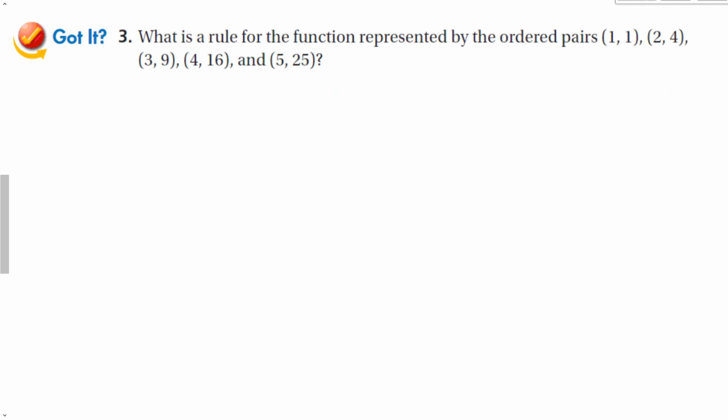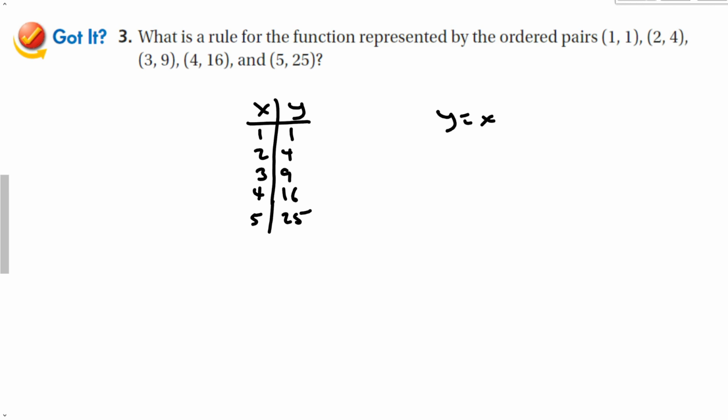So let's look at our got it problem. Actually, never mind. This one is a little easier. So if I look at my table, I have 1, 1, 2, 4, 3, 9, 4, 16, and 5, 25. Well, you can put in that y is equal to x to make the first one work. That's not true for all of them. We could try to guess other things, but I would notice that if I take 1 times 1, that's 1, 2 times 2 is 4, 3 times 3 is 9, all of the output values on the y are perfect squares. So I can simply make my equation y is equal to x squared.